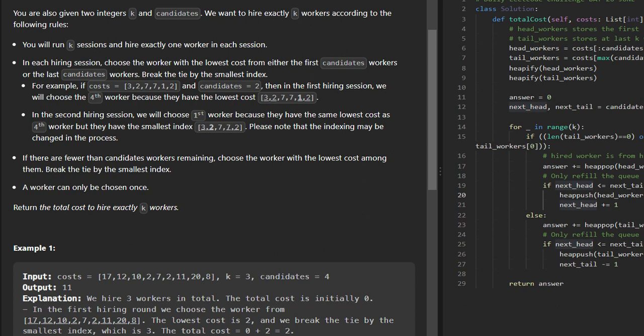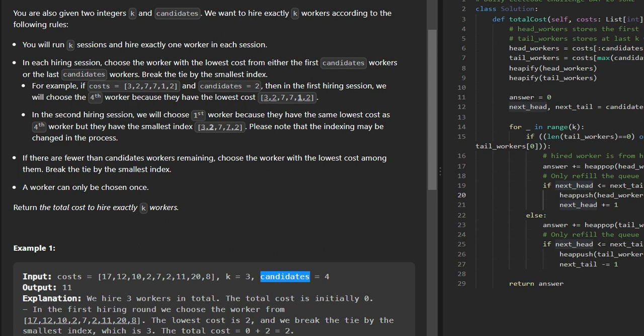We are given a cost array, but the hiring will happen in a very tricky way. What is the tricky way? We will be hiring among the candidates, let us call it m. Whatever the candidates value is, I will call it m. The hiring happens so that we hire one worker out of the left m workers and right m workers. That means in total we have 2m workers, and out of those 2m workers, I am going to hire only one.